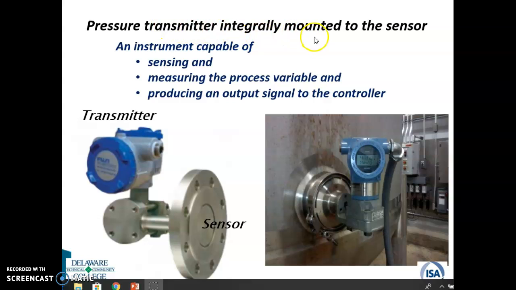Now, pressure transmitter integrally mounted to a sensor. Let's look at this particular transmitter. Right here is the sensor. It's in the line. And then it transmits its information directly to the transmitter. So it senses it, measures the process variable, and then it produces an output to the controller.